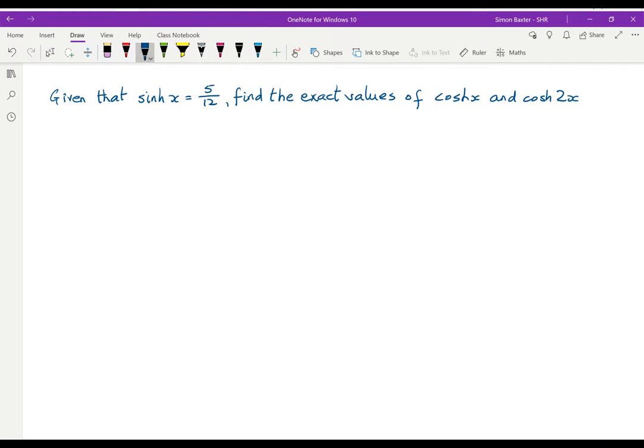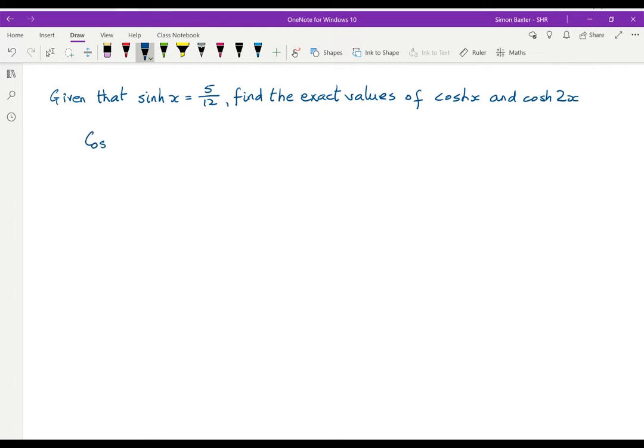Here we are given that sin x is 5/12 and asked to find the exact values of cos x and cos 2x. You can't draw a triangle. It's not that sort of thing. Sin x is 5/12. If x was acute, we could draw a triangle. So we must use our trig formulae. Cos x. Well, I need a trig formula there.